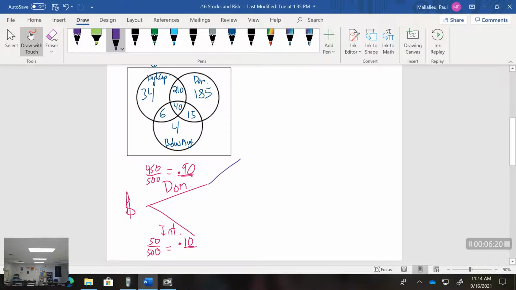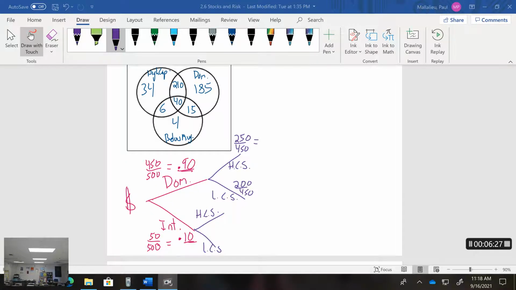So we're going to have high capital and low capital, high capital and low capital. And from there, we will look at the Venn diagram and see, all right, right here is my domestic. And when I'm dealing with the domestic, I want to know the high cap. So the two that are in high cap would be 210 and 40. So that gives me 250. So that is out of the 450 total domestic stocks. So that's 250 divided by 450. So that's going to be 0.56.